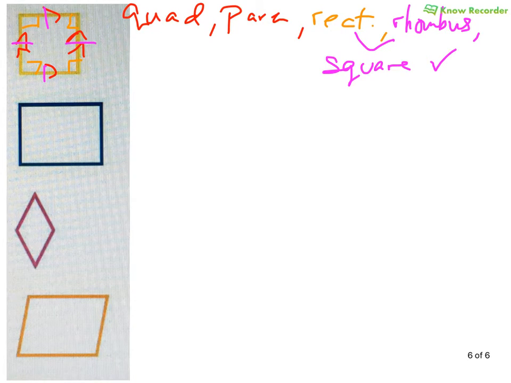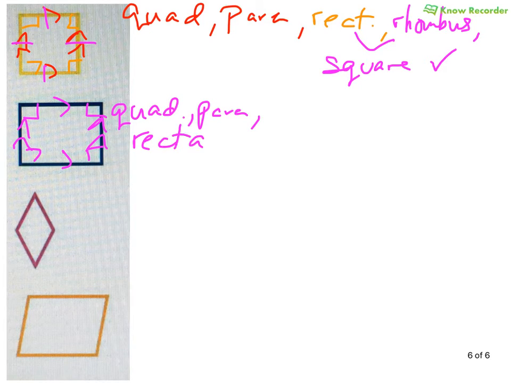I'm going to put a check mark next to it, or circle it, because that would mean that I have the most specific name. When I look over here, I have four sides. I have a quadrilateral. There are two sets of parallel sides, so I know I have a parallelogram. I see that I have four right angles, so that means it's a rectangle. I do not have equal side lengths, so I have to stop. It can't go any further. So my most specific is a rectangle.